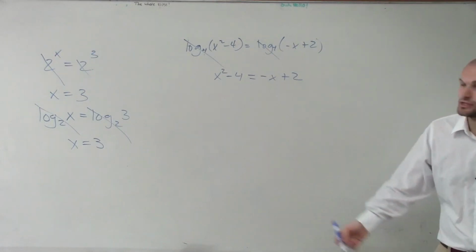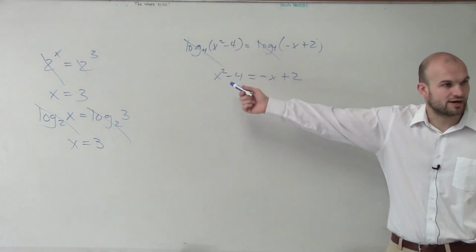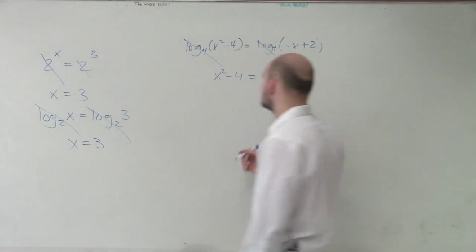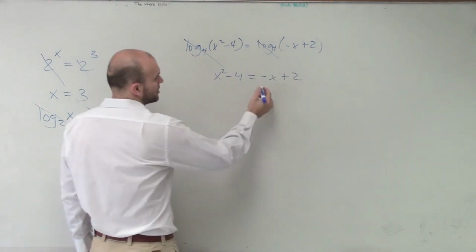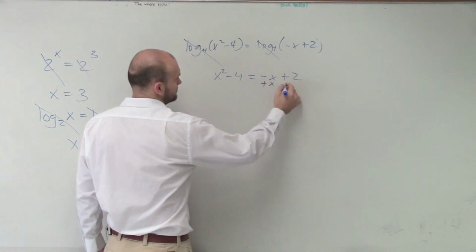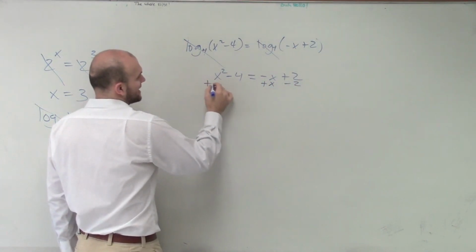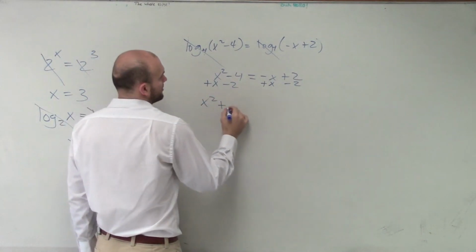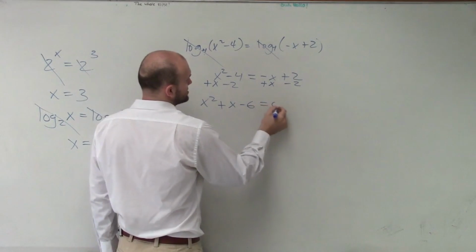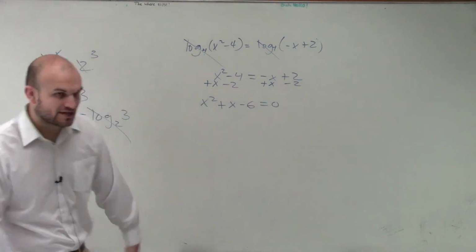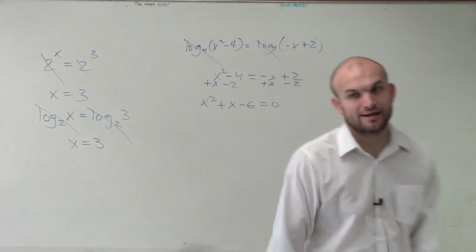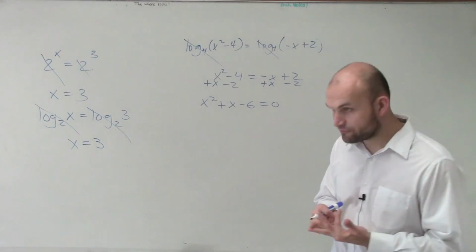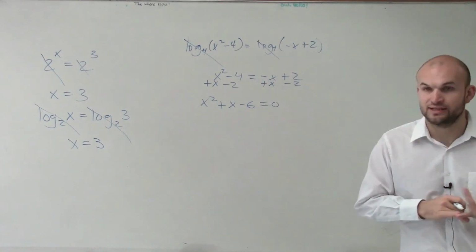So we notice it's a quadratic with the x squared. So now I have to set it equal to 0 and see which ways I can factor it. So by setting it equal to 0, what I'm going to do is add and subtract an x and a 2 on both sides. So therefore I get x squared plus x minus 6 equals 0. Now there's a couple ways we learned how to solve a quadratic. We could factor, complete the square, use the quadratic formula. We could graph it and find the intercepts.